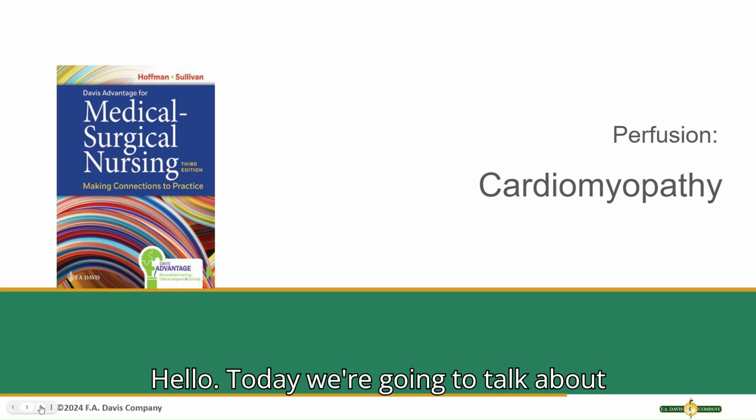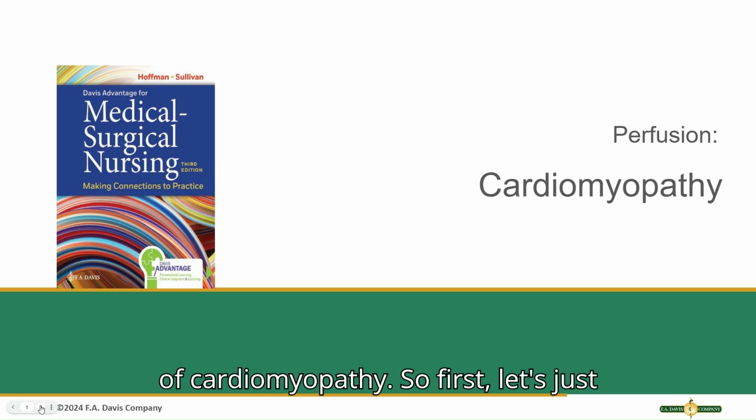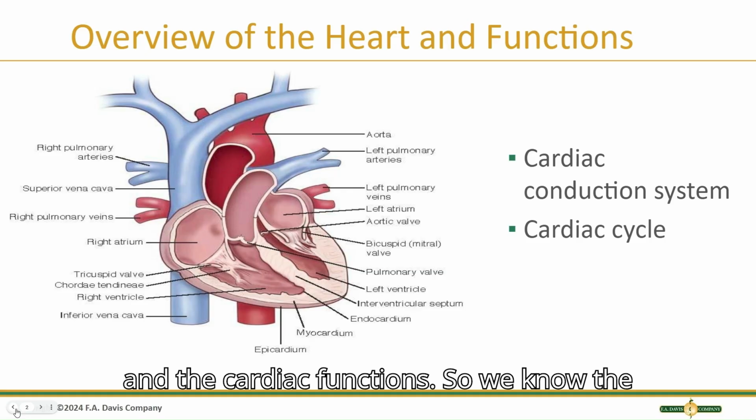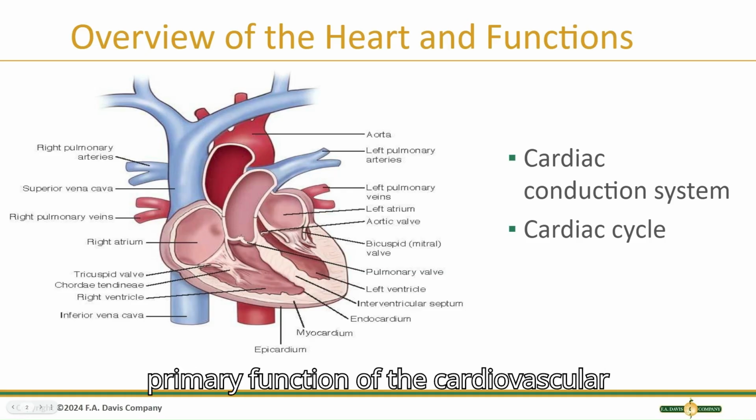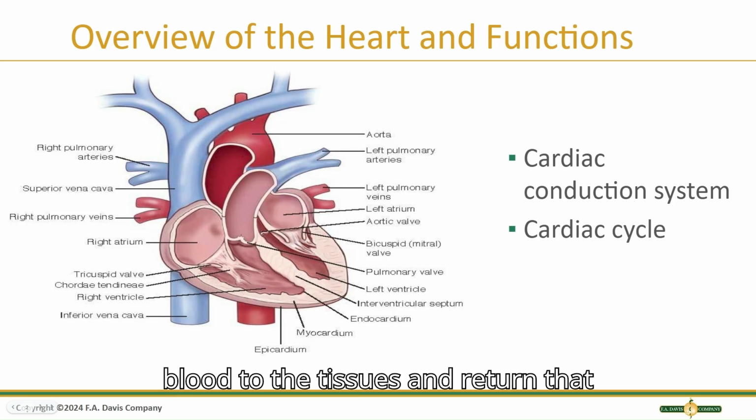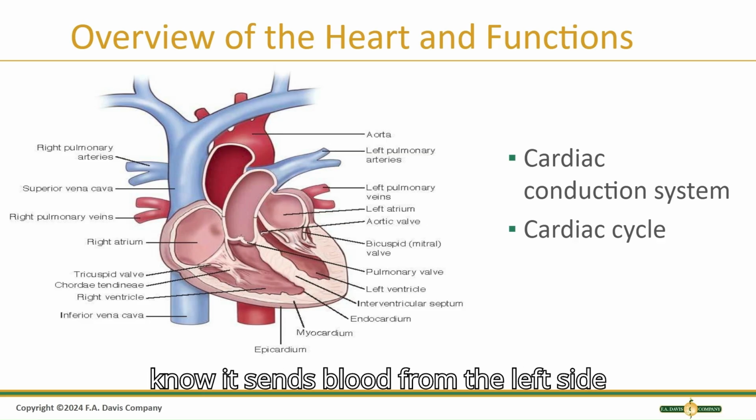Hello, today we're going to talk about our exemplar of perfusion with the topic of cardiomyopathy. So first let's just look at a little overview of the heart and the cardiac functions. So we know the primary function of the cardiovascular system is to help deliver oxygenated blood to the tissues and return that deoxygenated blood back to the heart.